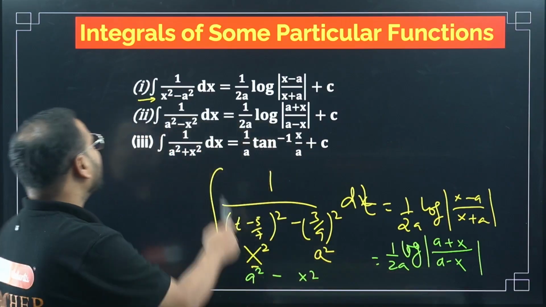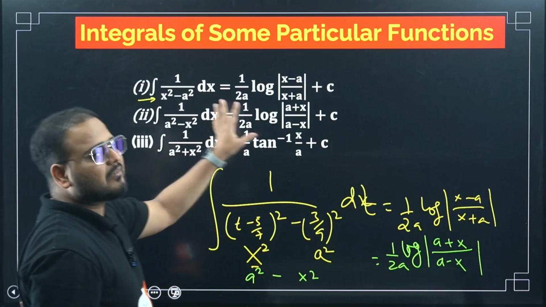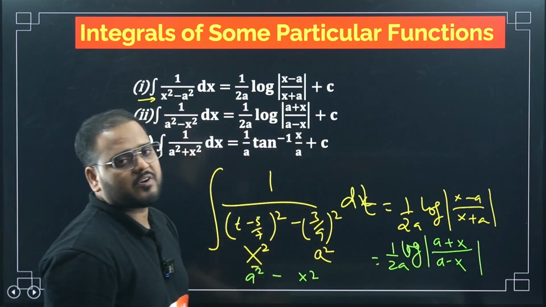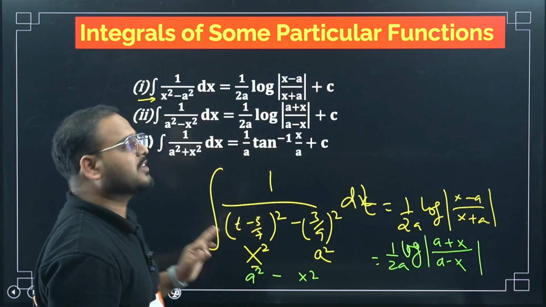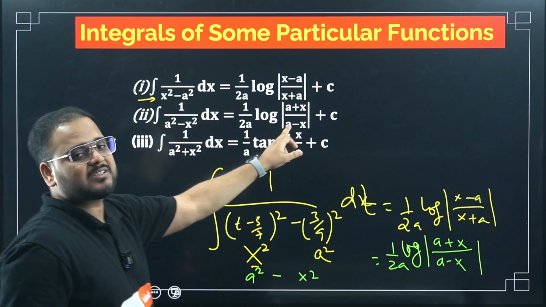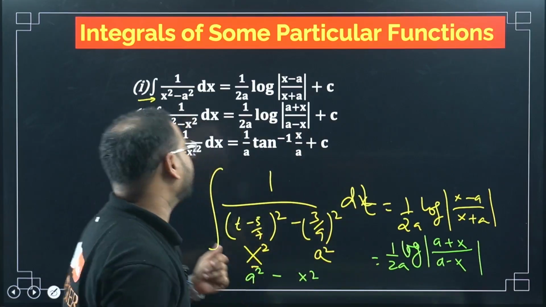So can you see the pattern? If you have x square minus a square or a square minus x square, everything will remain same, 1 by 2a will remain same, log will remain same. Just in case of x minus a, you'll have x minus a here. In case of a minus x, you'll have a minus x in the denominator. This is how you can recall and try to remember these bigger formulas, okay.